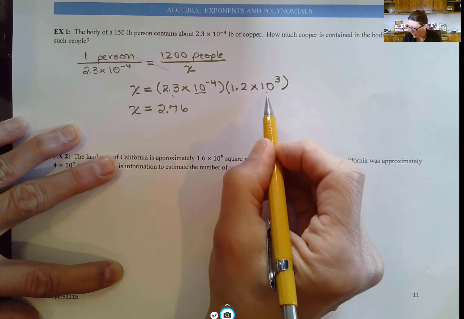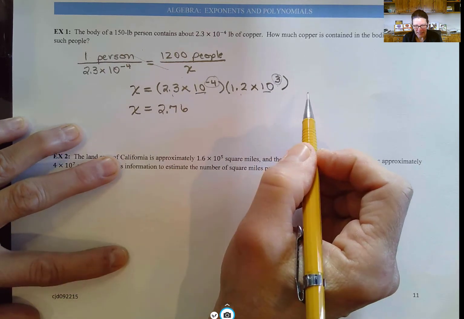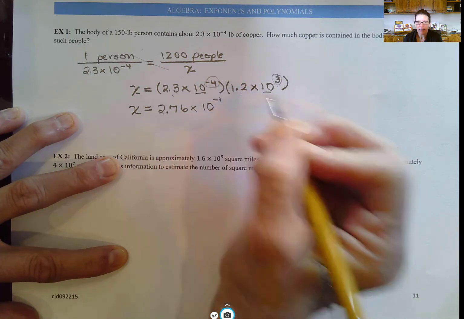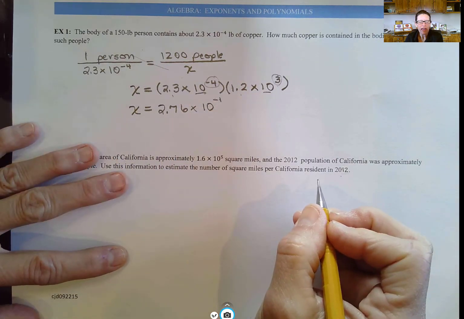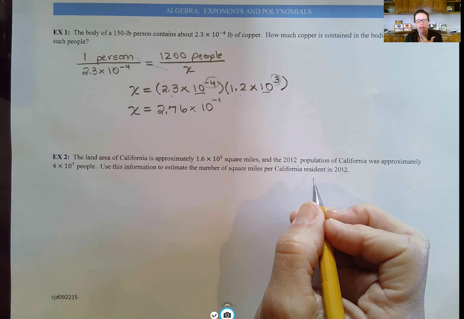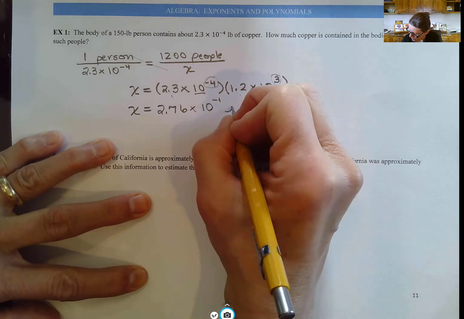And when we multiply like bases, we add those exponents, don't we? Negative 4 plus 3 is a negative 1. So that's a times 10 to the negative 1. And there we have our answer in scientific notation form. And we have determined an amount of copper, haven't we? Pounds of copper.